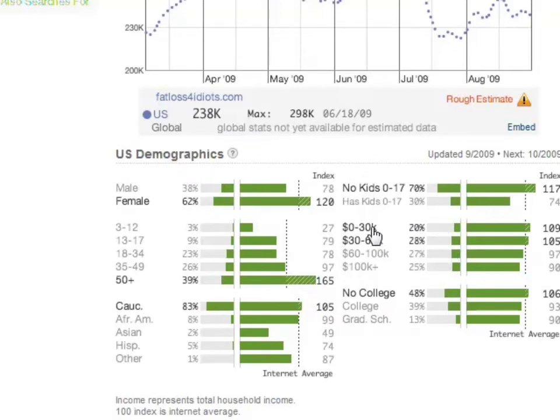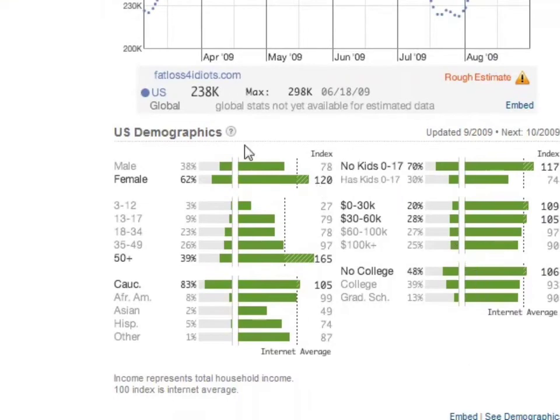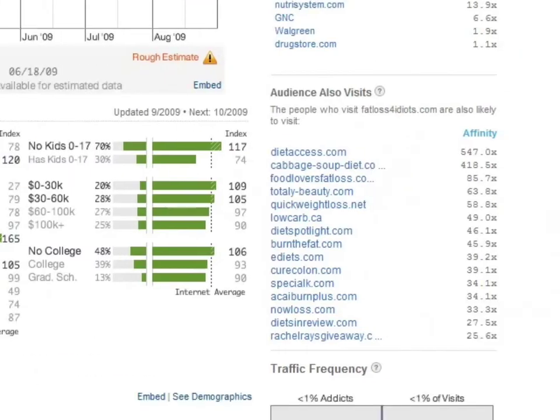So the majority of the people that go to the site are 0 to 30K, or I guess 0 to 60K. That's their average earnings. The biggest category is the 30 to 60K, so medium income. Majority don't have any school. We can just use this to help get our idea of how we want to promote. Okay, and then we go down here.